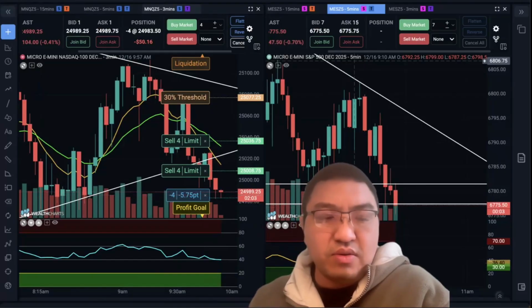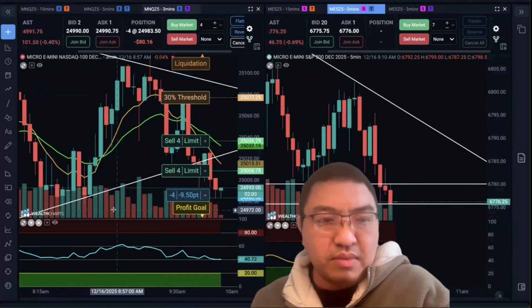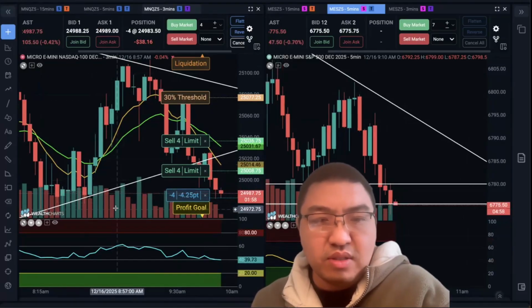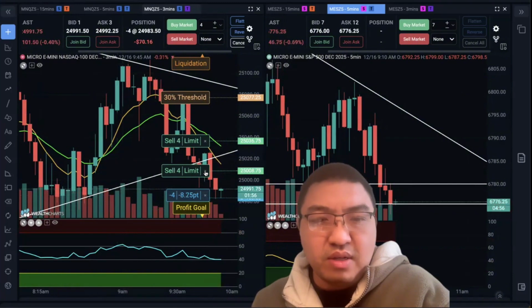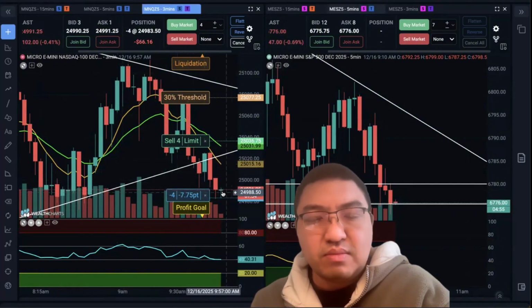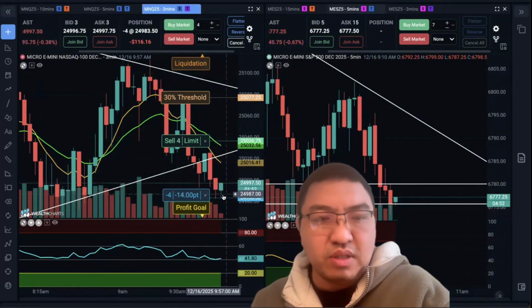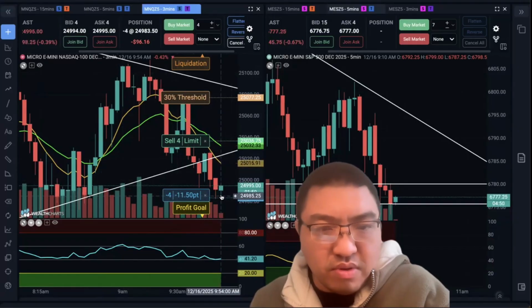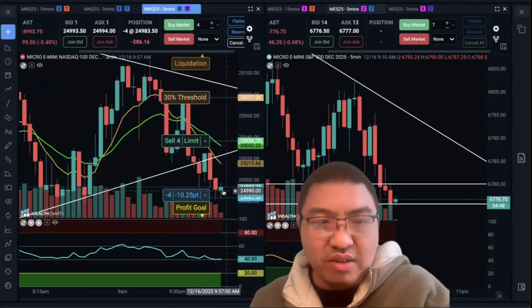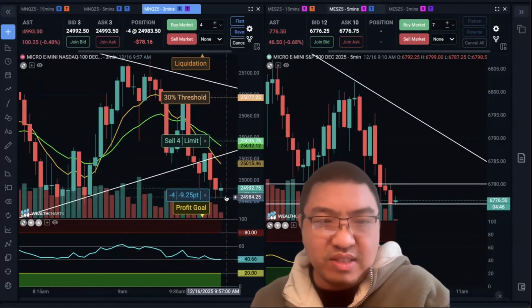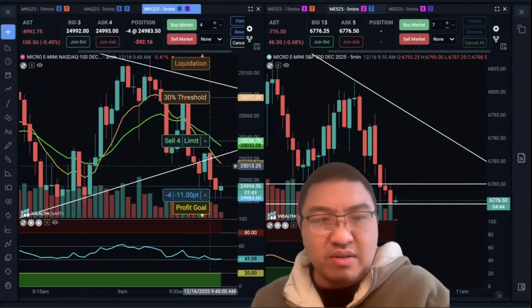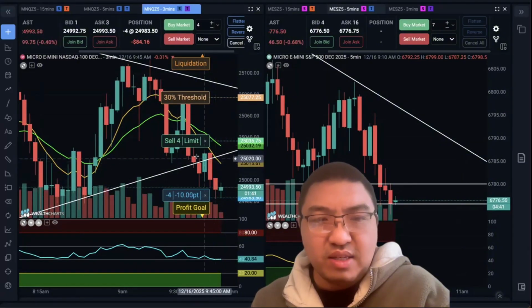If this candle can close underneath this level, that means sellers really make a breakout. Otherwise, this support level is still valid. That's what I don't want to see. I go short at the bottom. This microstructure trapped me.